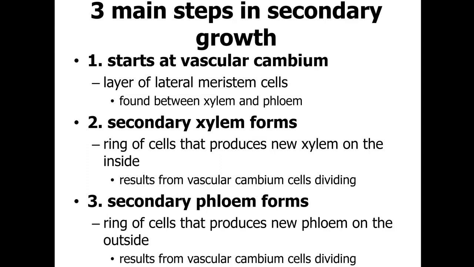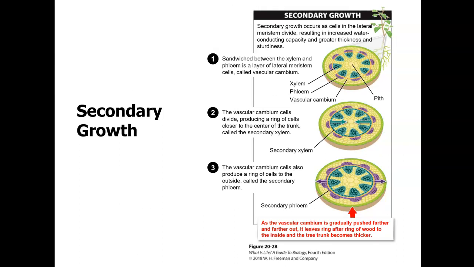Next, you're going to have secondary phloem forming. You have a ring of cells that produces new phloem on the outside, and it results from vascular cambium cells dividing or going through mitosis. So here's a picture of those growing, and that's going to be your secondary growth, and you can see how that's kind of growing out.